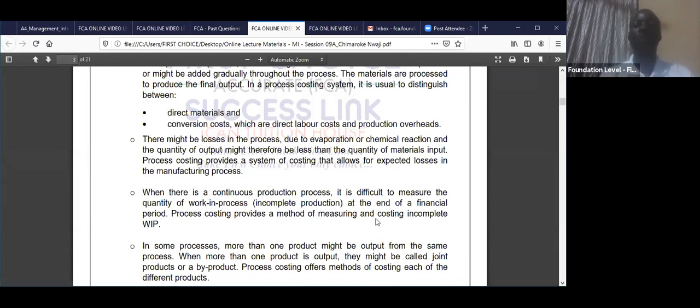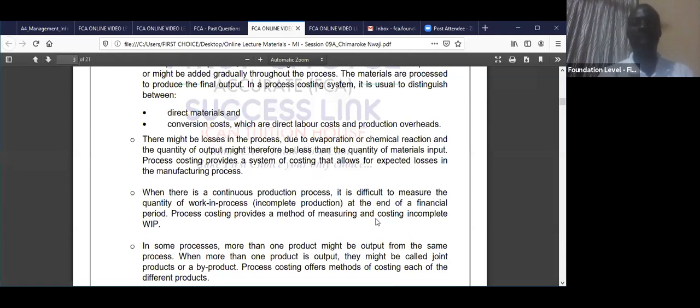When there is a continuous production process, it is difficult to measure the quantity of work in progress, which we call incomplete production at the end of a financial period. And so in process costing, we look for a method of measuring and costing the incomplete work in progress. So, at the end of the financial year, you want to give a report on how much is your quantity, your materials, and your material consists of raw material, finished products, and work in progress.